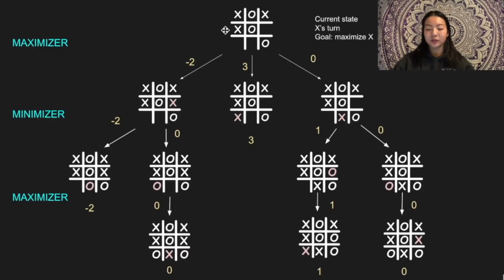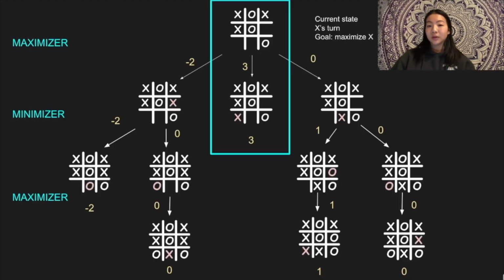In the next stage, it's back to X's turn, and we want to maximize X. Between -2, 3, and 0, obviously 3 is a maximum, so we would choose that middle path. So now we know what the most optimal solution is in order to win in the least number of steps possible.